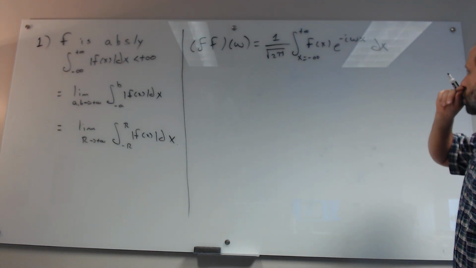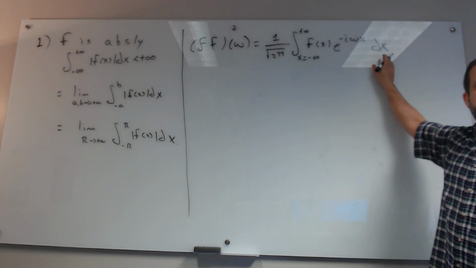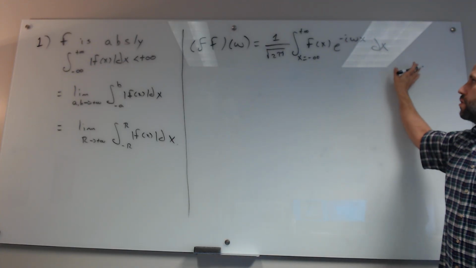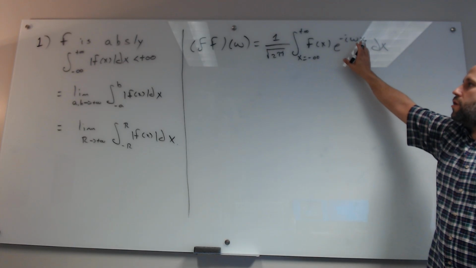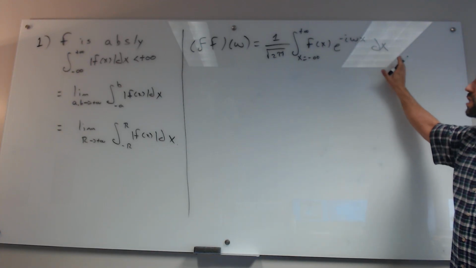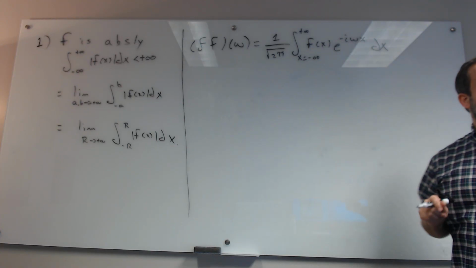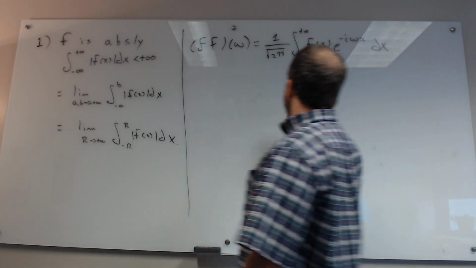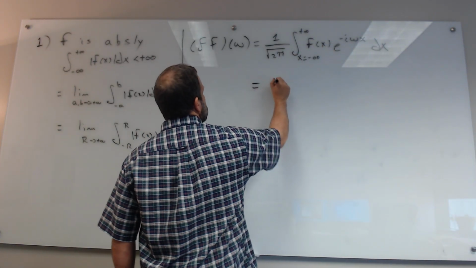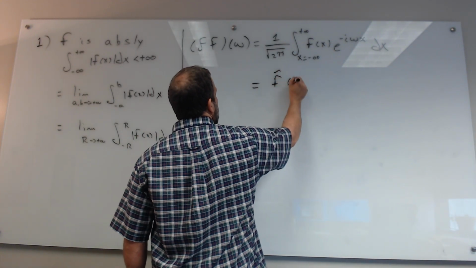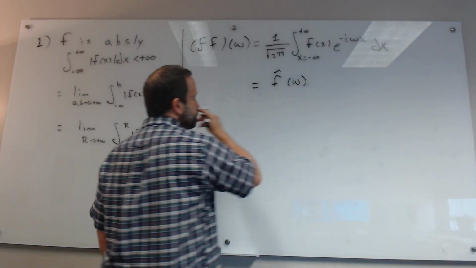Anyways, okay, so this is the definition. Once you do this integration, x is no longer a variable. Omega is the variable. We're not integrating out the omega variable; we're integrating out the x variable. And so this is going to give us a function of the variable omega. Another popular notation for this is f hat, so we're going to have f hat of omega.